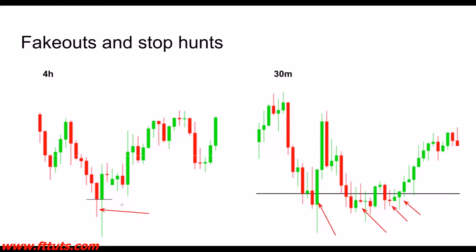Okay. And these are what we call fake outs and stop hunts. Because more often than not, institutions know where our stop losses are, especially if you're trading big amounts of money, they'll know where it is. And of course, with their experience in the market, they know that if this is your 4-hour support level, and you enter a trade at this level, where's your stop loss going to be? Just below the level, right? Yeah. Exactly.